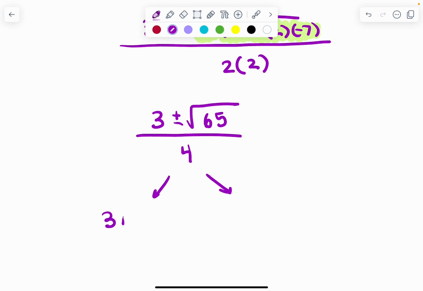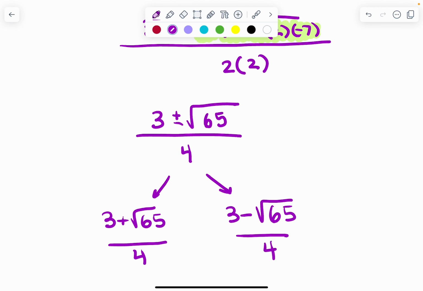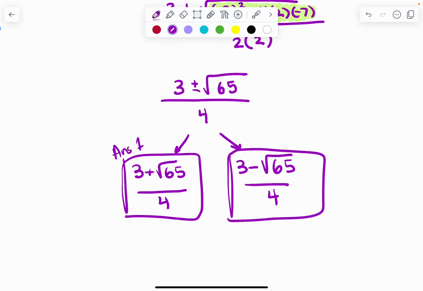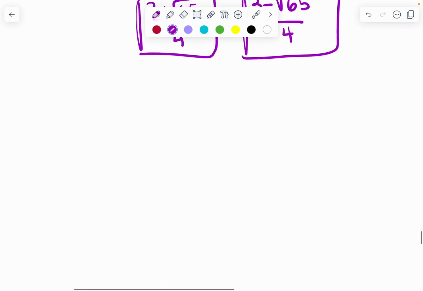We're going to separate the 3 plus the square root of 65 over 4. And then we're going to do the same exact thing on the other side: 3 minus the square root of 65 over 4. And those are our two answers. So if you want to be really fancy, this is answer number 1, and this is answer number 2. And both of them are correct answers, just like when we're solving a split and solve problem.